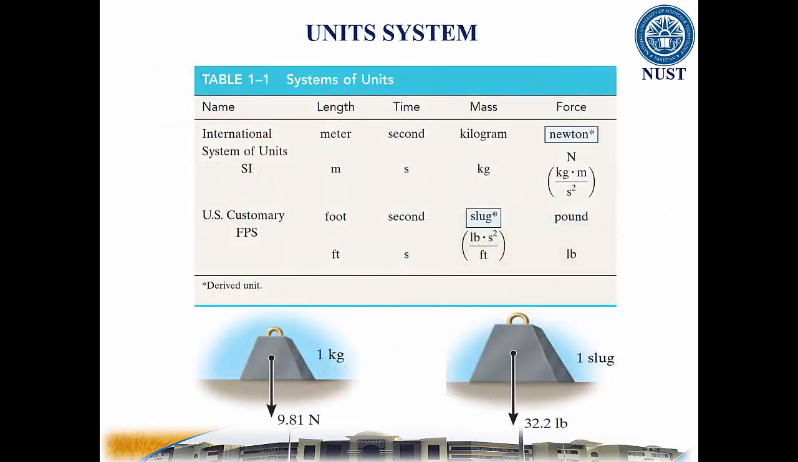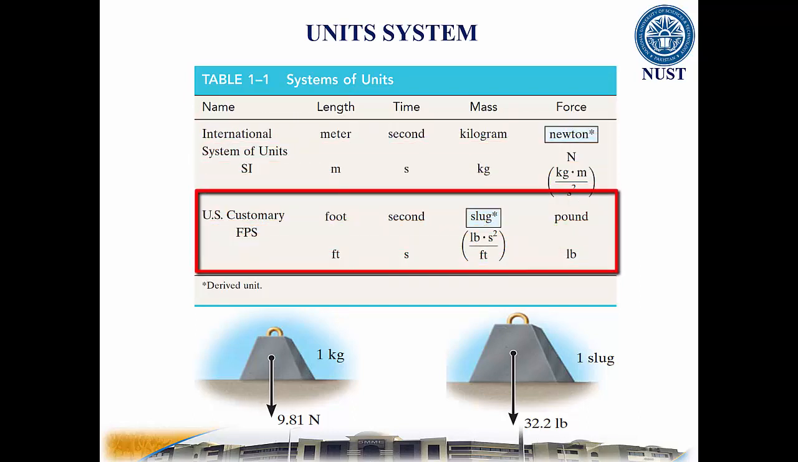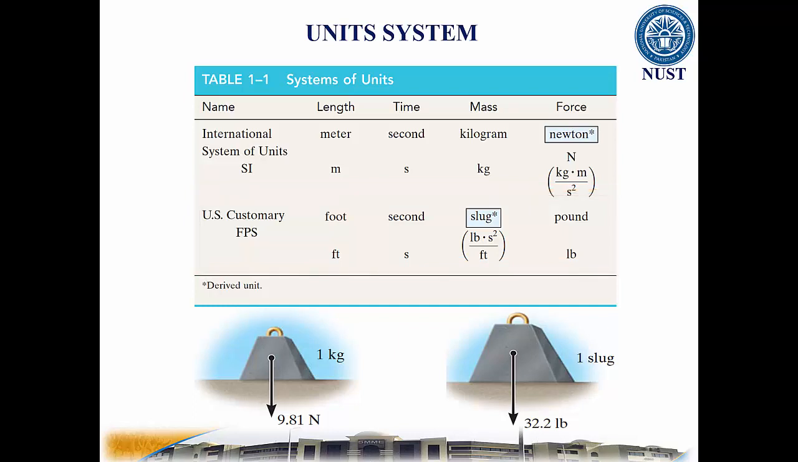There are two most common systems of units used worldwide. One is the SI unit system and the other is the US customary system. The International System of Units, or SI units, is the modern version of the metric system which has received worldwide recognition for effective collaboration. In this system, length is defined in meters, time in seconds, and mass in kilograms. The unit of force is called Newton, which is derived from Newton's second law of motion.